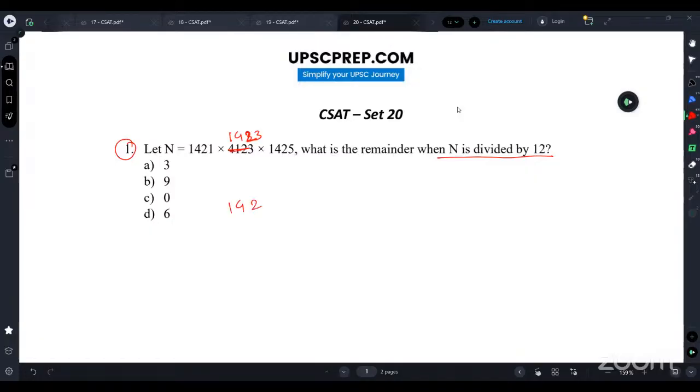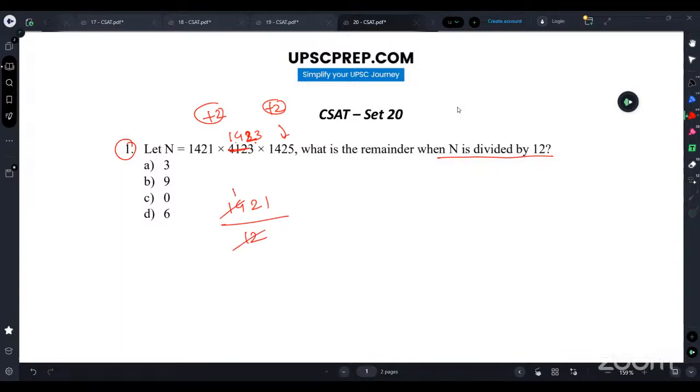So 1421. So what we will do, guys, is if you see 1421, if you just add 2, you will get 1423. And if you add 2 here, you will get 1425. Right. So let's calculate the remainder when you divide 1421 by 12. Okay. So what will be the remainder here? 12 ones are 12.